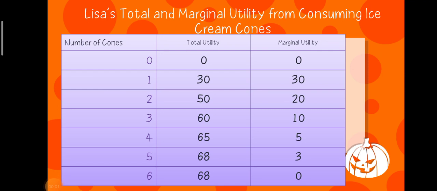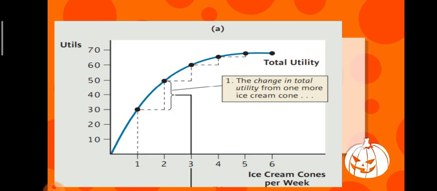So if we are going to plot the total and marginal utility of Lisa from consuming ice cream, this is what it's going to look like. So let's start off with the total utility of Lisa. All you have to do is plot this and this. So this is how it looks.